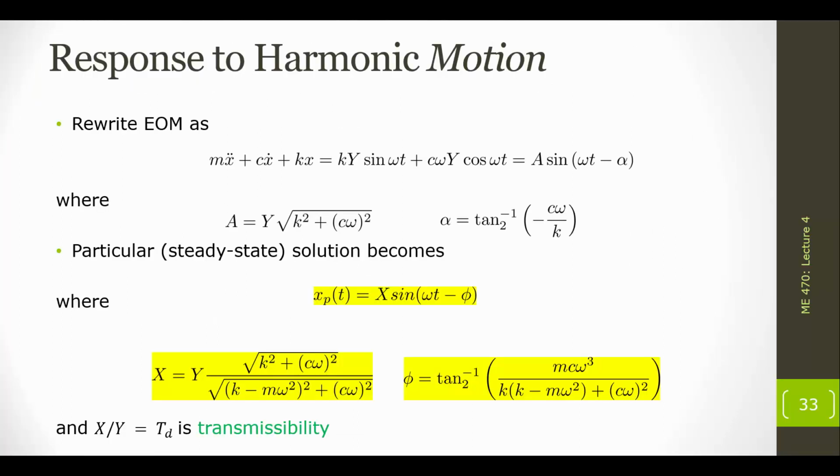Looking at the parameters we're going to need for the particular solution, we need the amplitude and we need the phase. The amplitude X is going to depend on the amplitude of the input displacement, Y, the k, the c, and the driving frequency. The driving frequency we don't know yet. So we're going to need Y and we're going to need omega in order to calculate X and phi, so that we can put those together to get the steady state response.